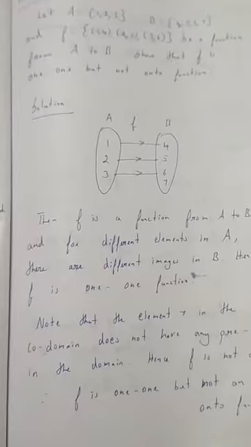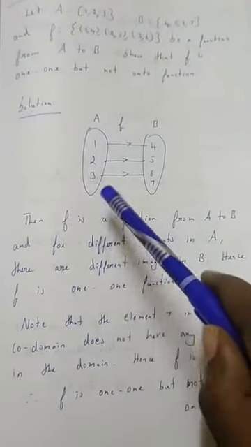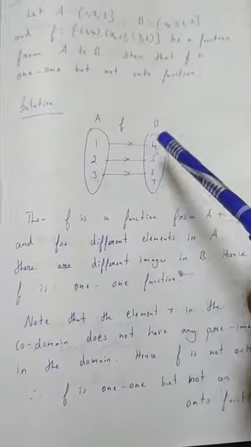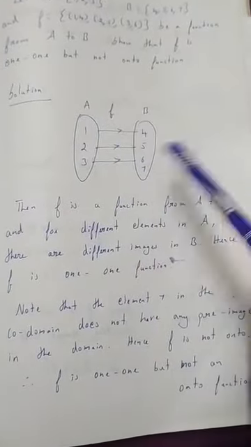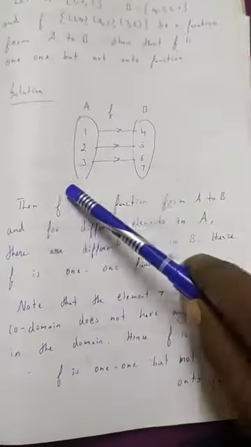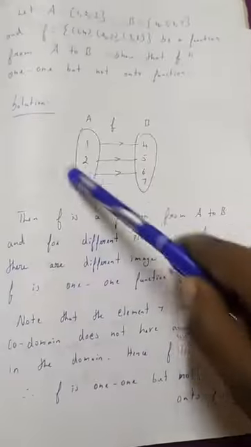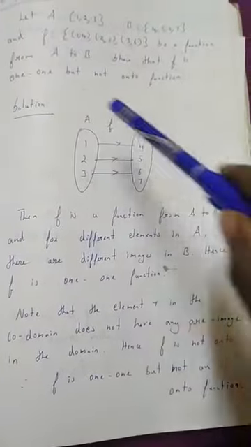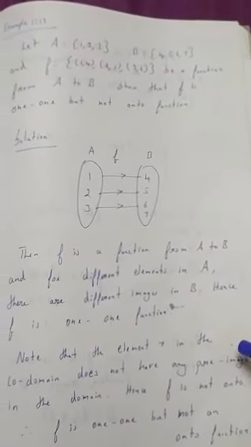So this problem is all about the statement. So we have to write the statement clearly. Then F is a function from A to B, and for different elements in A there are different elements in B. Hence F is one-to-one function, right? Note that the element 7 in the codomain does not have any pre-image in domain. Hence F is not onto function. Therefore we show that F is one-to-one but not an onto function, right? That's all about this problem.